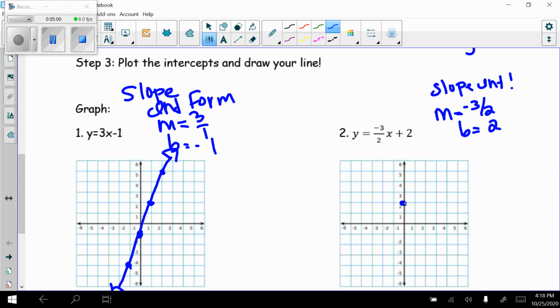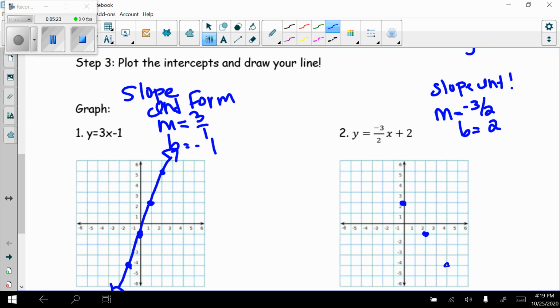My slope this time is -3/2. So -3 means instead of going up, I go down 3, right 2, make my dot. But I could keep going down and over until I run off this graph. So now from that point, I'm going to go down 3 again and over 2.